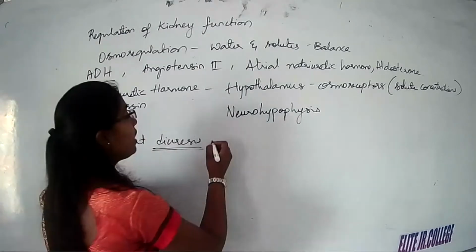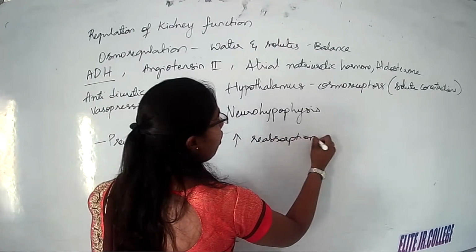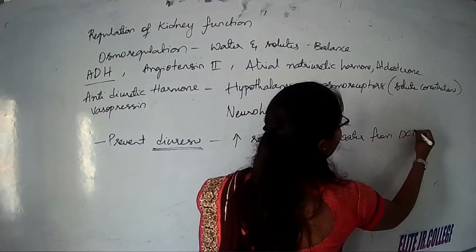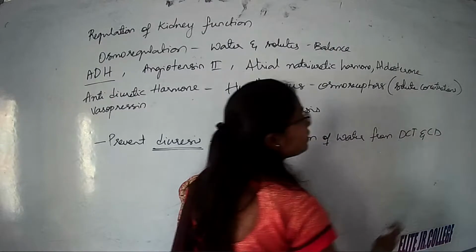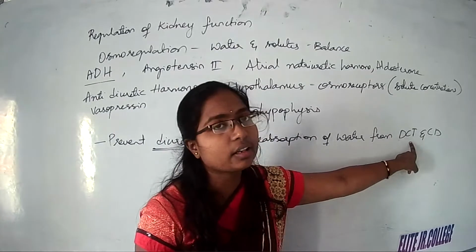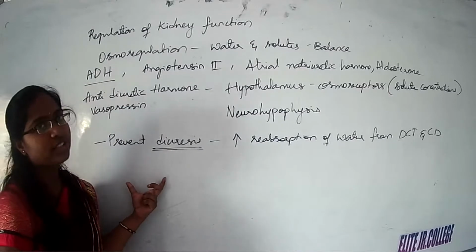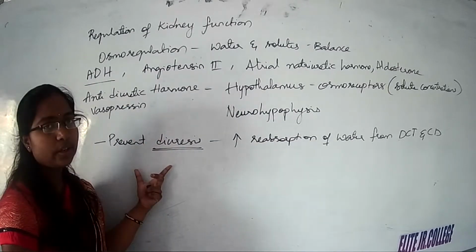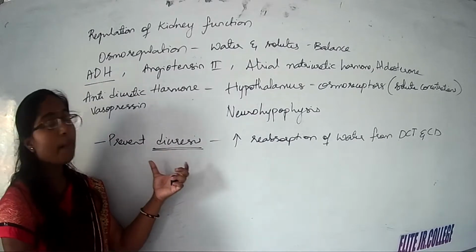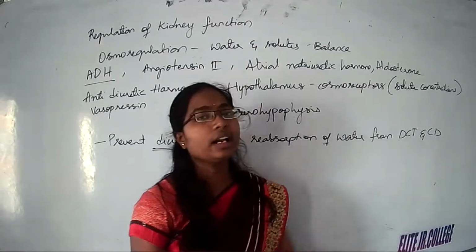That means it is going to cause an increase in the reabsorption of water from the distal convoluted tubule and the collecting ducts. This is the job done by antidiuretic hormone. Whenever there is increased loss of fluids from the body, it prevents diuresis by increasing the reabsorption of water from the distal convoluted tubule and the collecting duct.